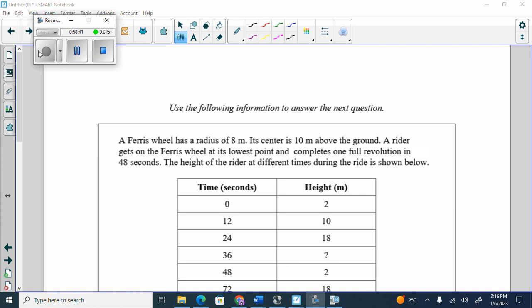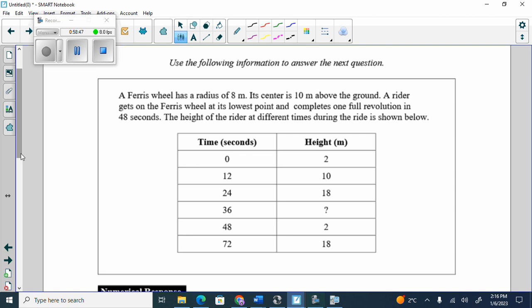So for this one, we have a Ferris wheel that has a radius of 8 meters. Its center is 10 meters above the ground. Remember that radius is half the distance. So that's a fancy way of saying amplitude. It has nothing to do with this, but I'm just reminding you. Its center is 10 meters above the ground. The center is the midline, or median value. Remember, the midline is a line. So this would have a midline at y equals 10. Its median value would be 10.